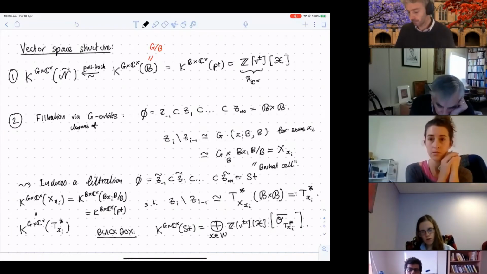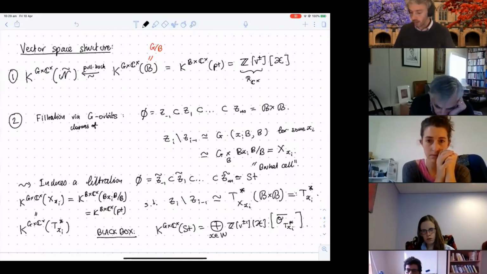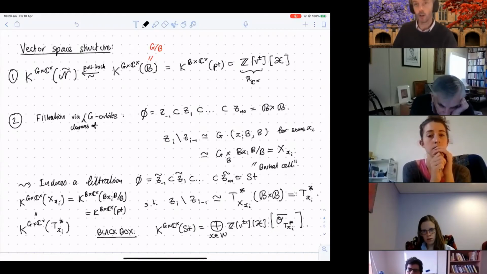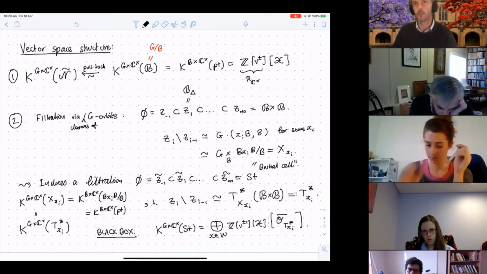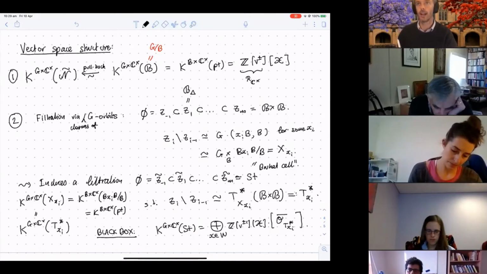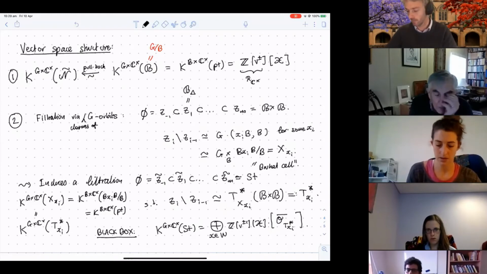Is there any condition in step 1 for the filtration? So there's a unique closed G orbit on B times B, which is the diagonal. And so Z1 has to be the diagonal. And then I'll take all my simple reflections, etc. So why don't we write Z minus 1 as Z0? Okay.